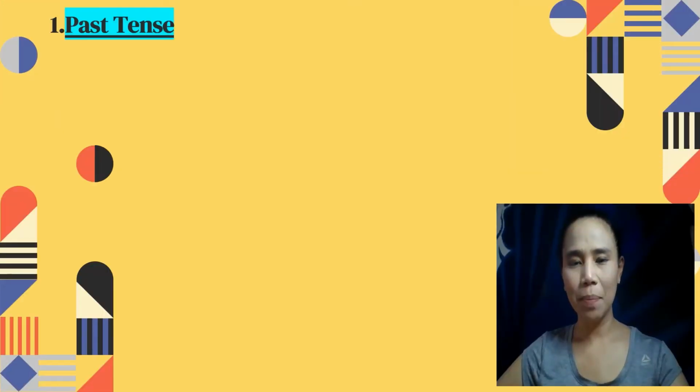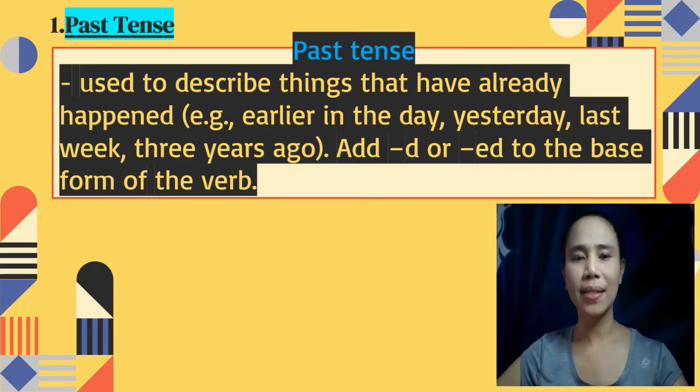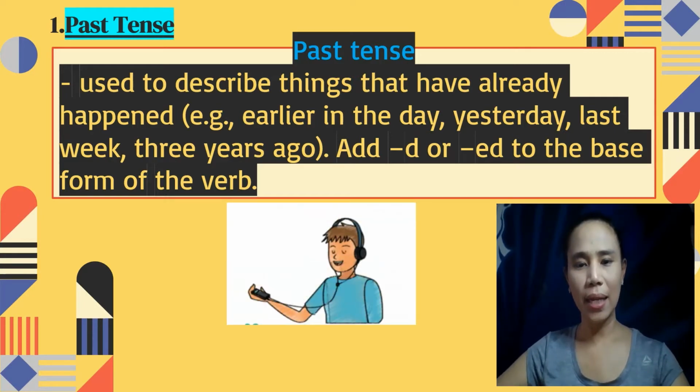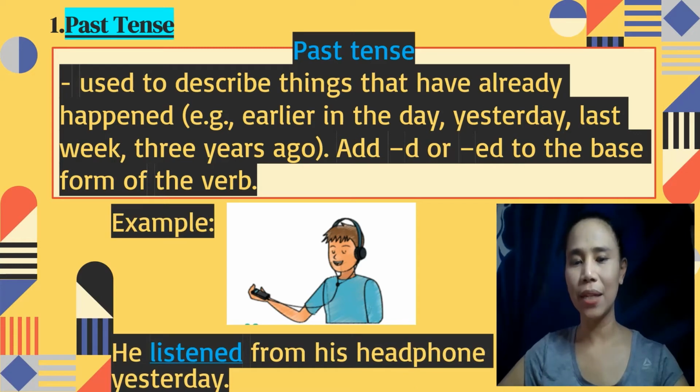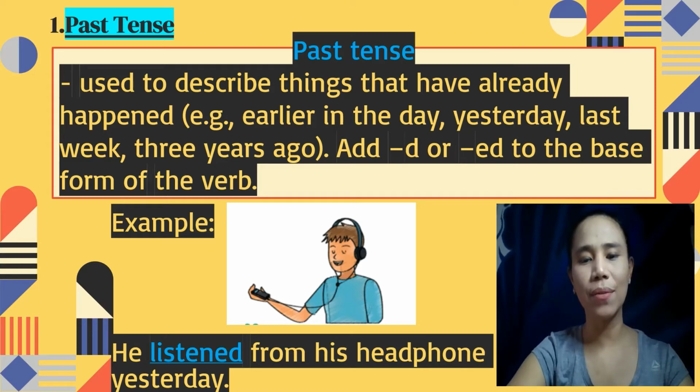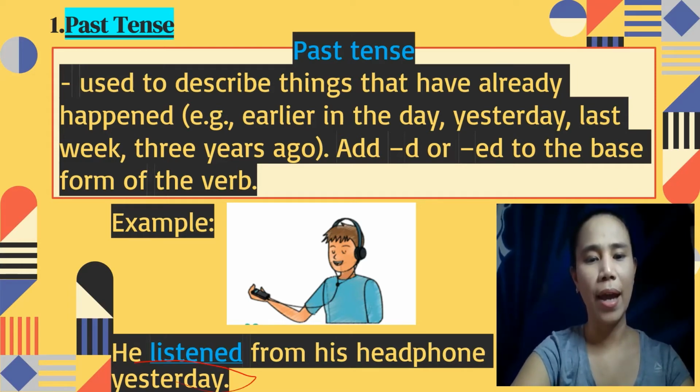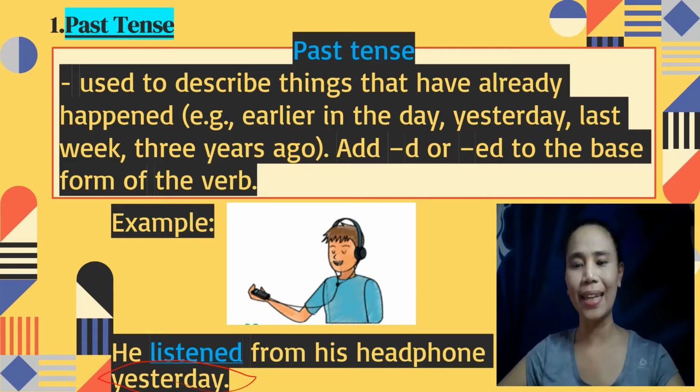The first tense is the past tense. So past tense is used to describe things that have already happened. There are some indicators like the words earlier in the day, yesterday, last week, 3 years ago, etc. Let's take a look at this image and make an example. We can say he listened from his headphone yesterday. So at this point, we can see that there's the word yesterday, right? So yesterday is an indication that it happened already. It's already in the past tense.